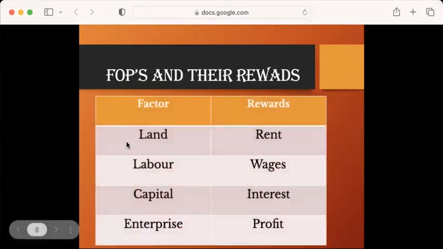So those are, for example, landlords. Those who have land receive a reward called rent. And labor, the workers, their reward is called wages. Capital, for example, money is capital. Those who have money can lend the money and make interest. And finally, the entrepreneurs make profit. So enterprise makes profit. So that's all for the factors of production and their rewards.